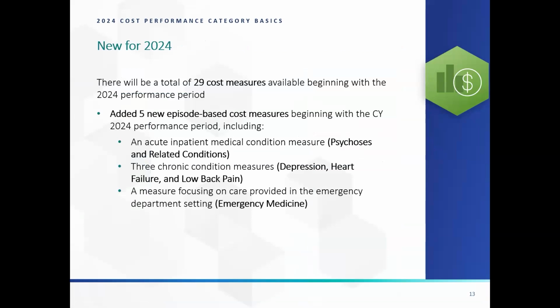So for 2024, CMS added 5 new episode-based cost measures. They are psychoses and related conditions, depression, heart failure, low back pain, and emergency medicine.